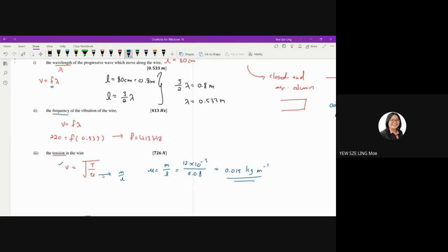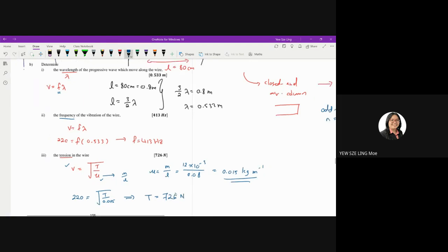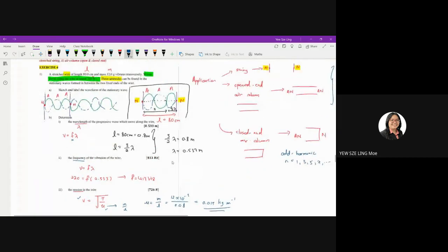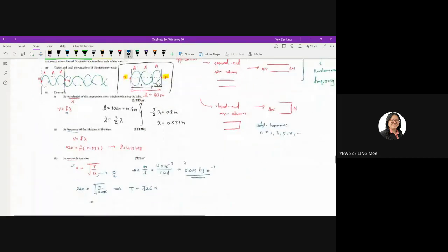So now that you have μ and you have v, you can proceed to this equation. So v equals 220, so 220 equals √(T divided by 0.015). Rearrange the equation, tension is then equal to 726 Newton. So that is how you solve it. Everything starts from a diagram.